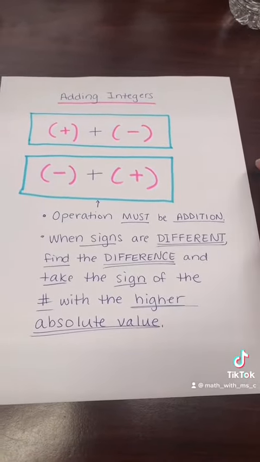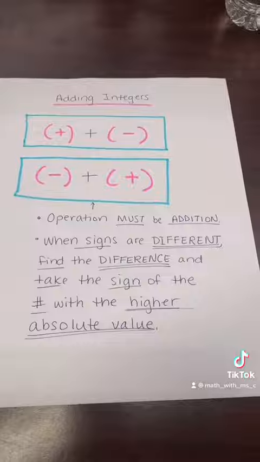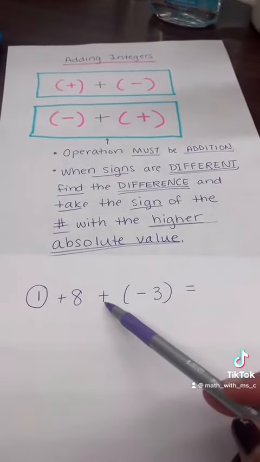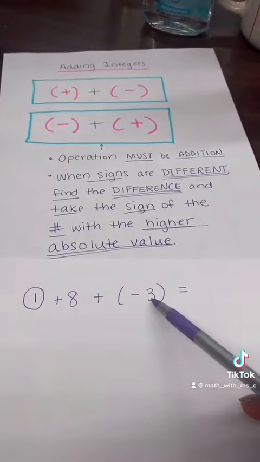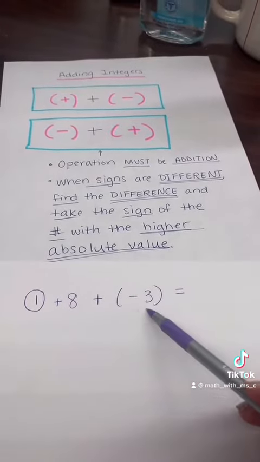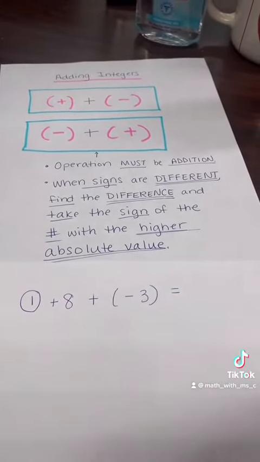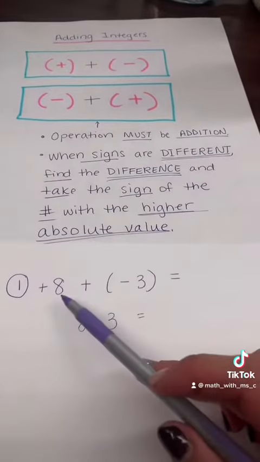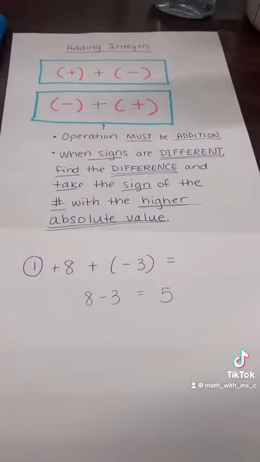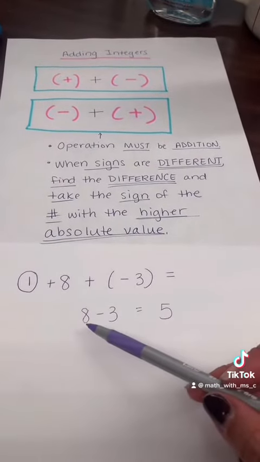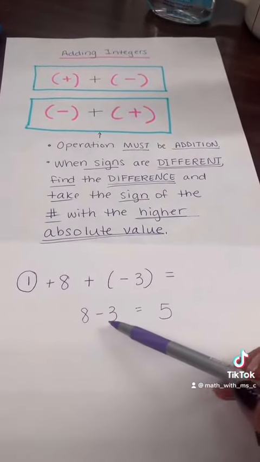So let's take a look at an example. So first I check, that is showing addition. My first number is positive. My second number is negative. So since signs are different, find the difference, which means I'm going to take 8 and 3 and subtract them. 8 minus 3 is 5. And then you're going to take the sign of the number with a bigger absolute value.